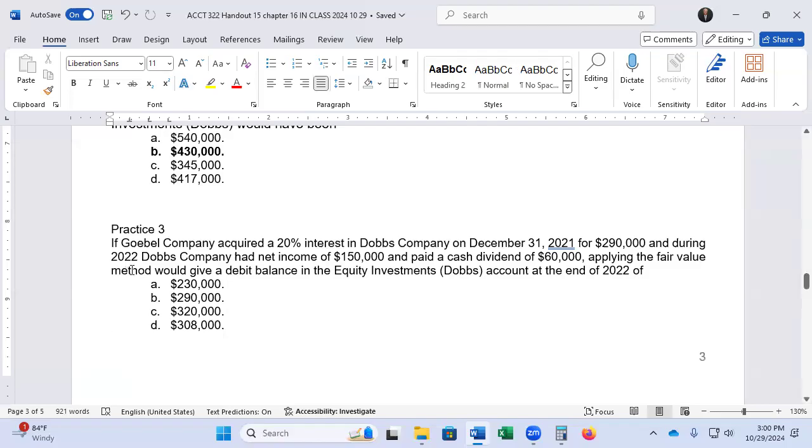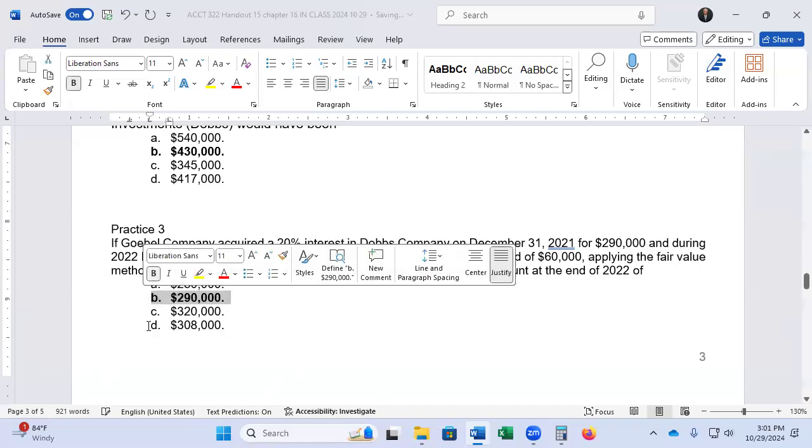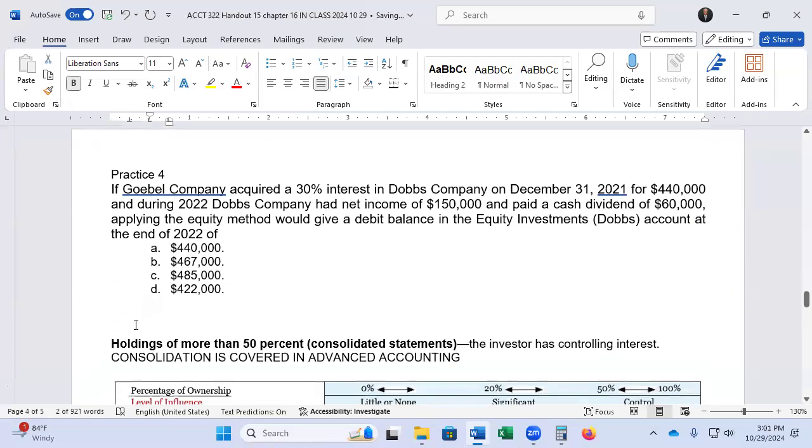Okay, so this one is a bit of a trick question. It says if the Gable Company acquired 20% interest in Dobbs. 20% is usually accounted for using the fair value method, right? So the net income of 150,000 and cash dividends of 60,000, we would report some of the cash dividends that we received, but when we apply the fair value method, it would not change the balance in that account. And so we don't have any information that says it would change. So the answer is 290,000.